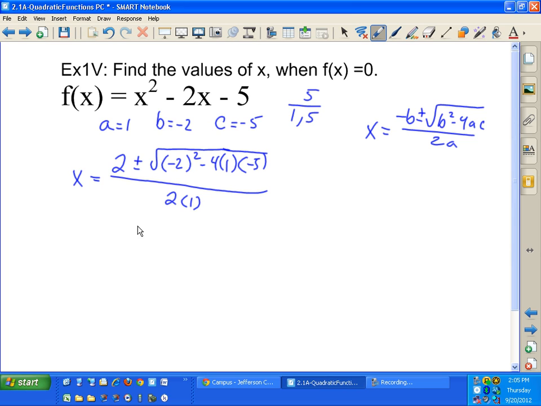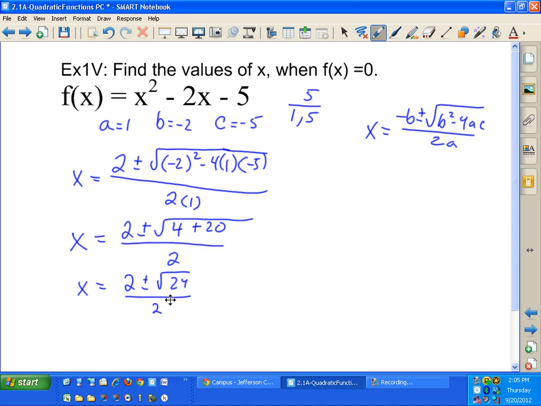Now we just have to simplify it, and that's sometimes the challenge here, but we will go ahead and simplify. If I simplify negative 2 squared, that's 4, and negative 4 times negative 5 becomes positive 20, and on the bottom it's just all over 2. So if we keep working here, we end up with the square root of 24 over 2, and in 24, the perfect square is 4 times 6. So I can take the square root of 4 and bring that out, and then we end up with 2 plus or minus 2 root 6, all divided by 2.